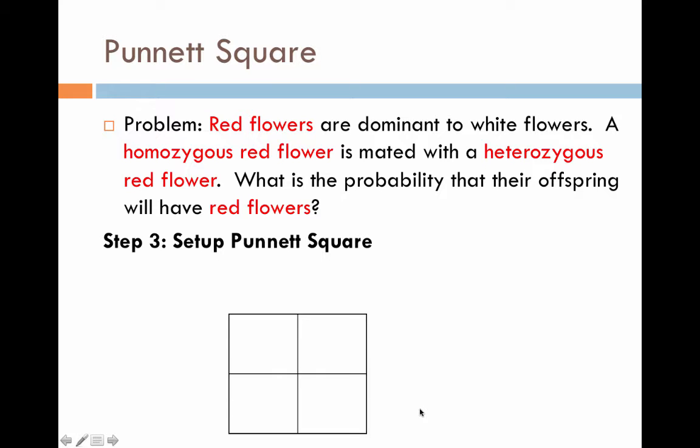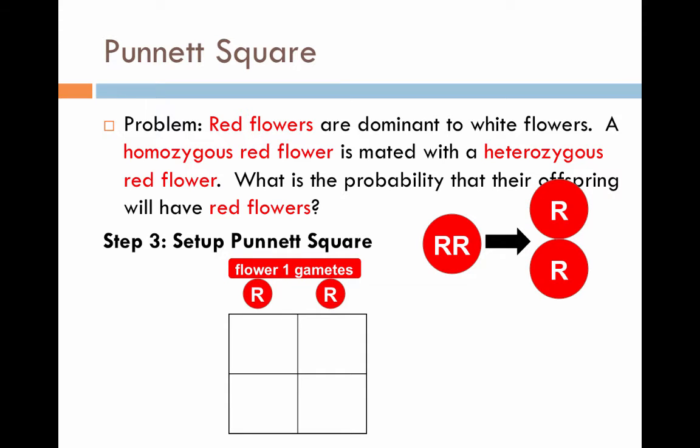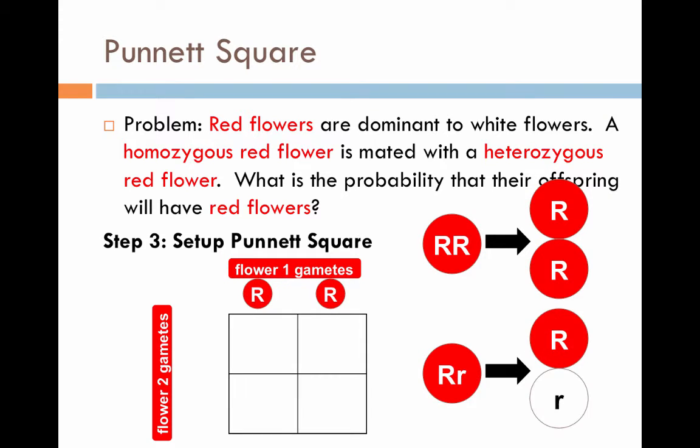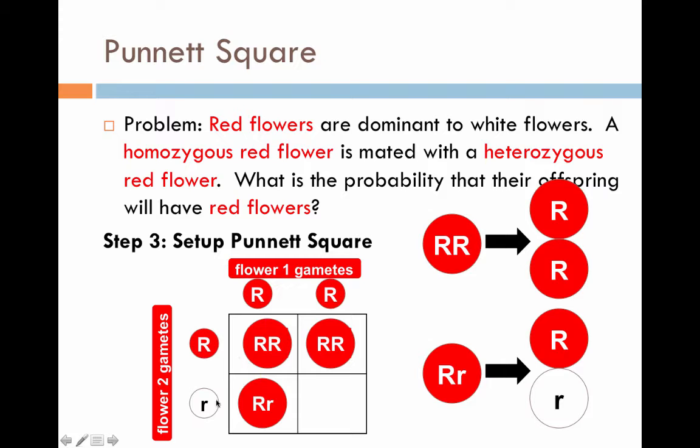Now that we have the gametes, we can put them in a Punnett square. We have mom's gametes, we put them at the top. Dad's gametes, we put them on the side. Then we try to figure out what the possible offspring will be like. Remember, this is just a probability. This is not exact, but this is the best way we have to guess what the kids will turn out to be. So we're first going to cross mom's egg with dad's sperm, or flower 1 with flower 2. We get big R, big R. Cross these two, big R, big R. Cross these two, big R, little r. Cross these two, big R, little r.